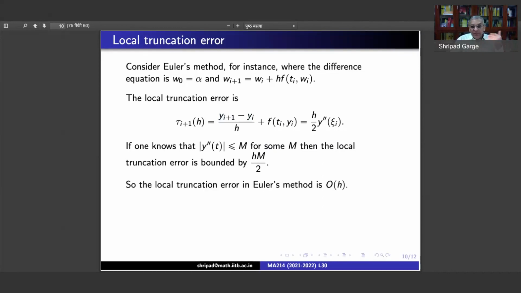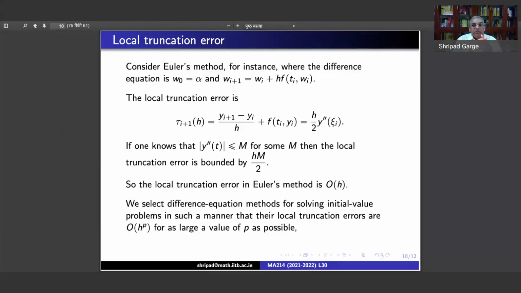And so what we see is that the local truncation error in Euler's method is of the order of small h. It is really small h times a constant. So this is of the order of big O of small h. So it's of the order of h.